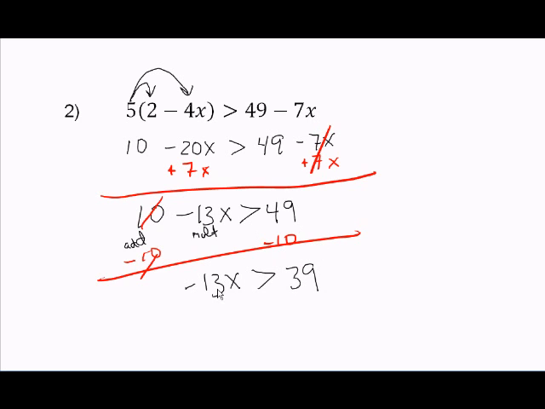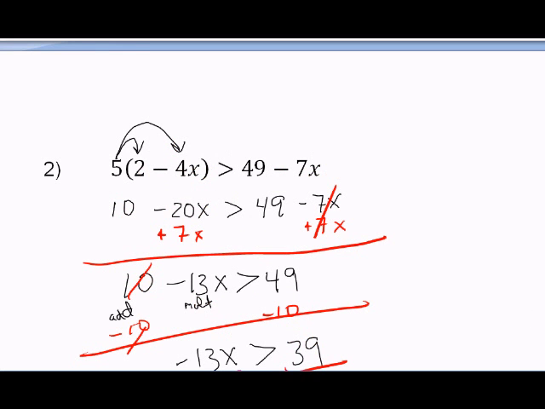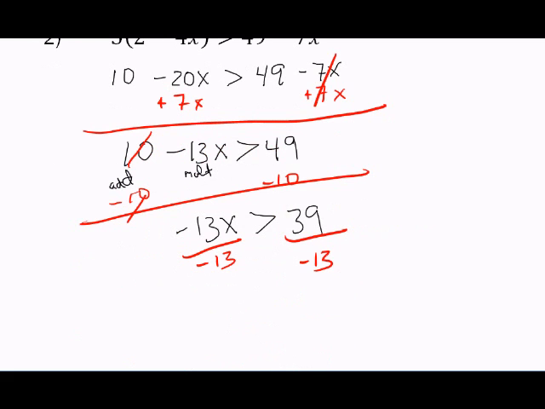So the last step, it's a negative 13 times x. We're going to divide by a negative 13. Negative divided by a negative is a positive 1x. And 39 divided by 13 is 3. Positive divided by a negative is a negative.